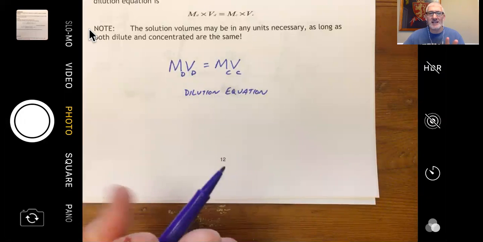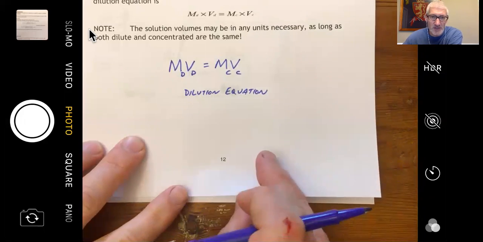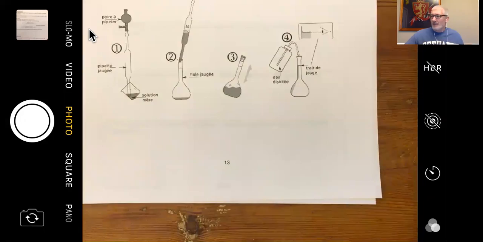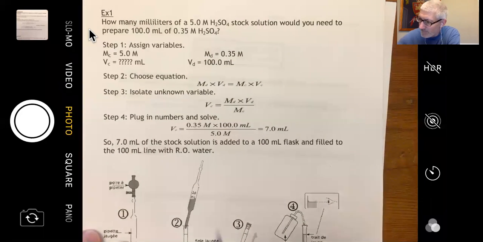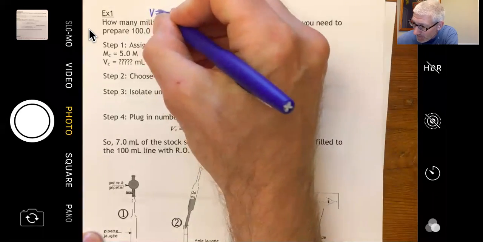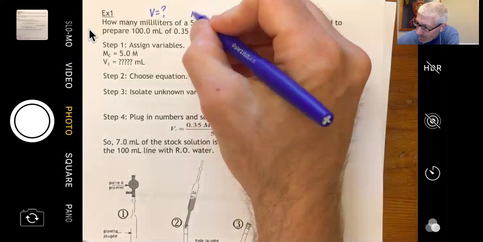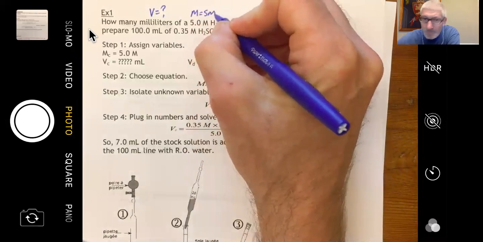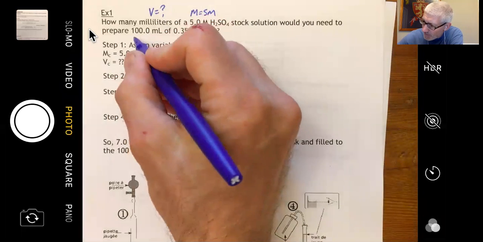I want to go through one example problem and then that's going to take care of us for the day. But this is called the dilution equation. If we look at this problem, it says how many milliliters, that's a volume, of a 5 molar, so that's a molarity, 5 molar stock solution would you need to prepare. So this is another volume.